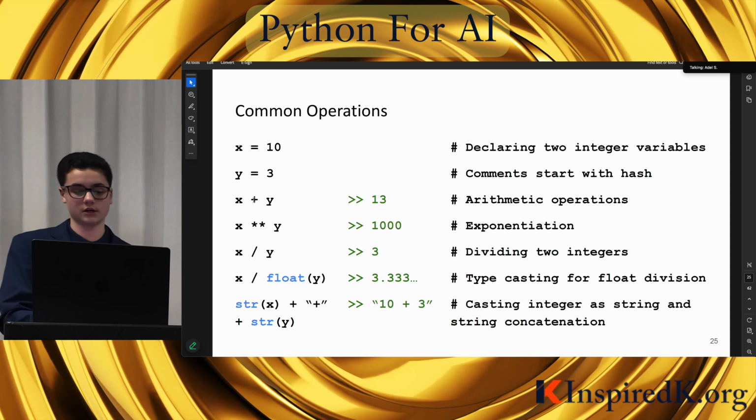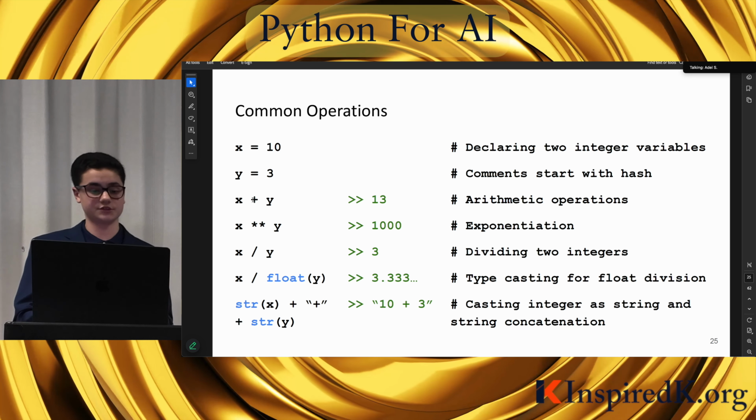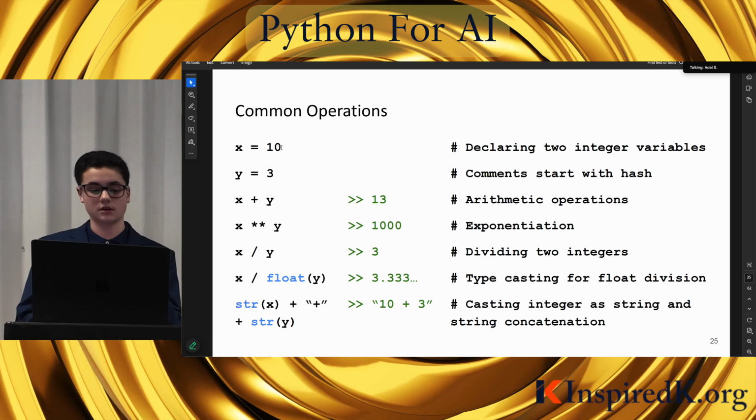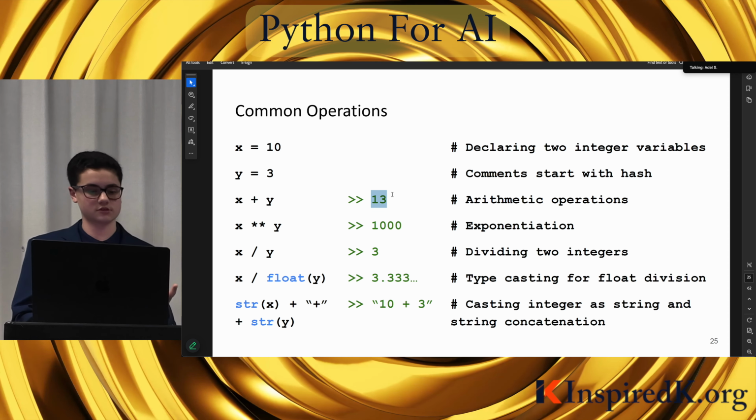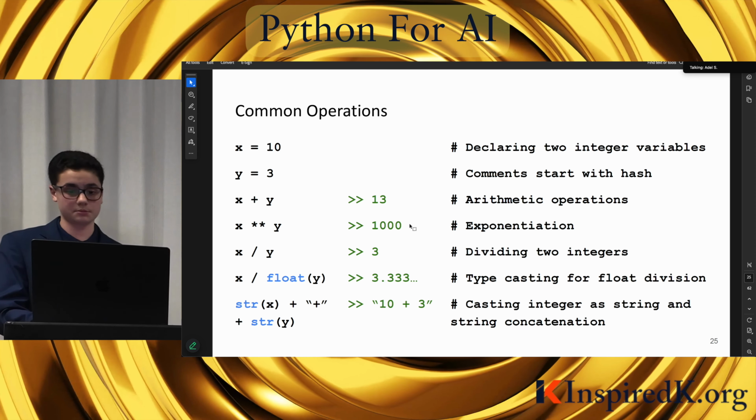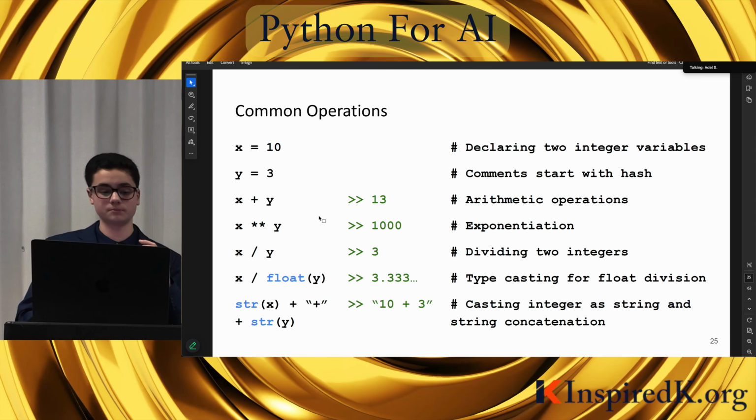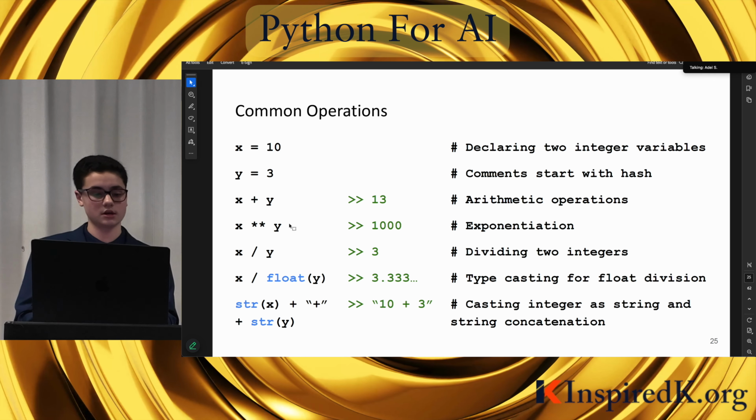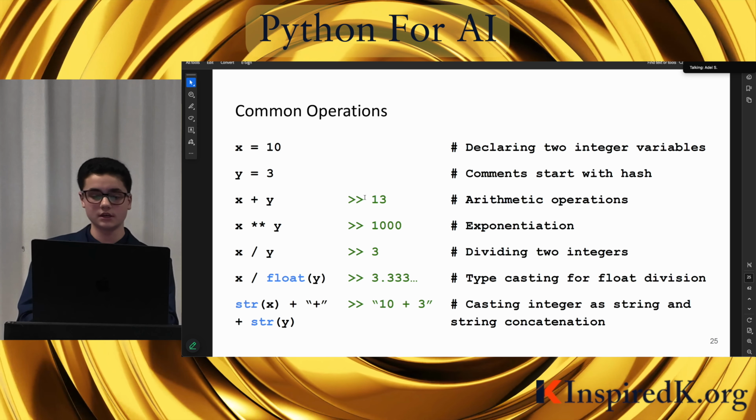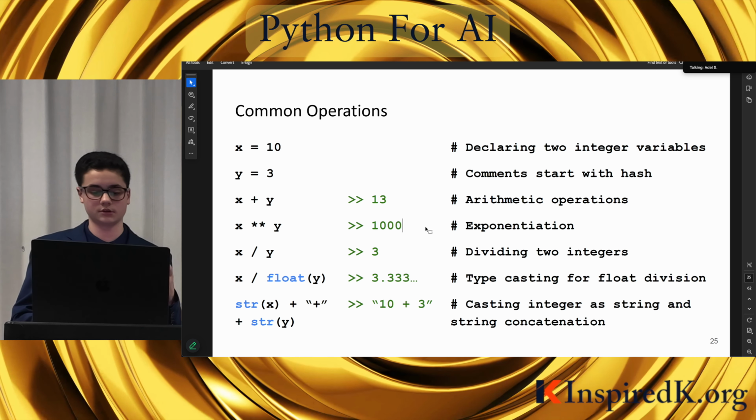So now that we have our variables x and y, we can have different arithmetic operations. For example, if we want to add these integers, we can use the plus sign, similar to how you would do it in math. So 10 plus 3 is 13. If you want to raise numbers to a power, we can use the double asterisk sign. So if we have x to the power of y, that means we have 10 to the power of 3. Since 10 times 10 times 10 is 1000, that is indeed what we see outputted.